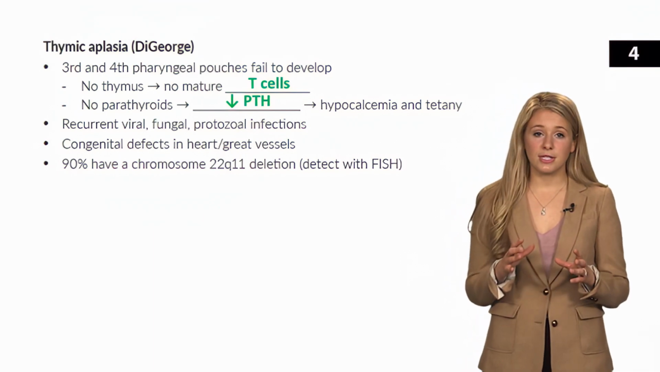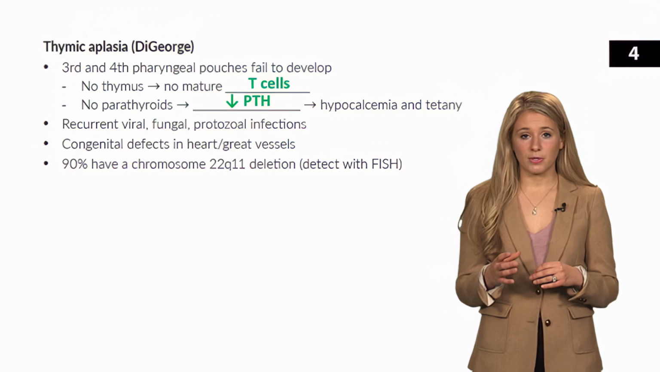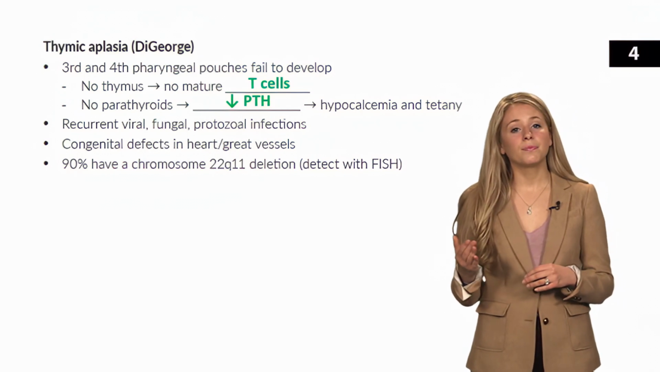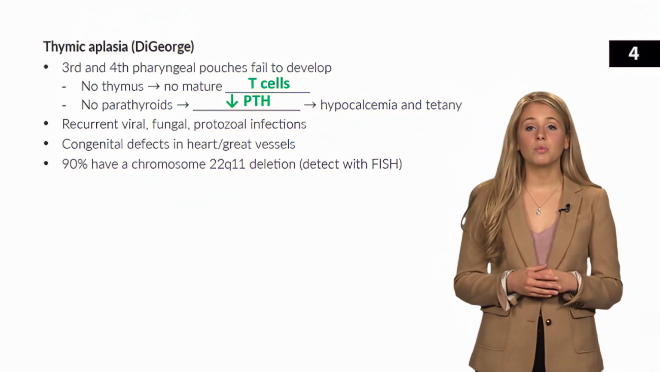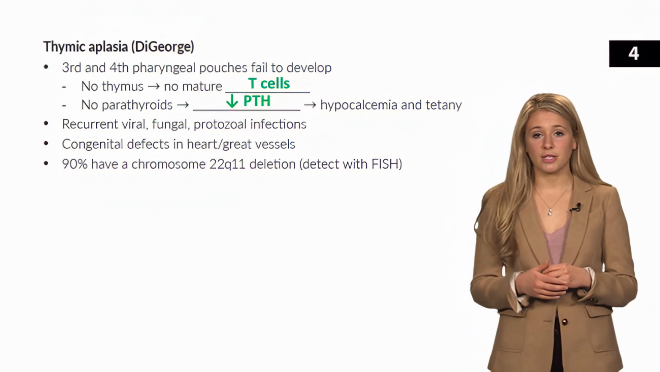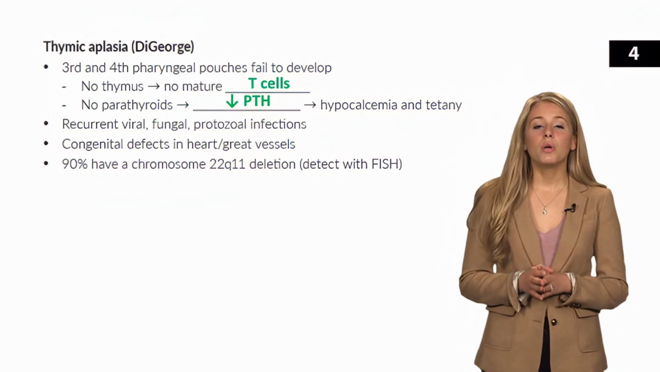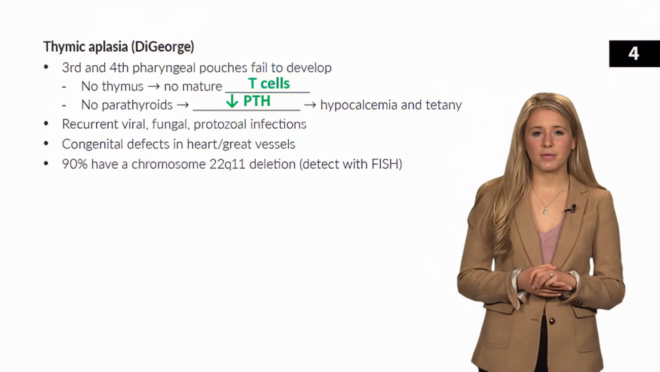So most of these DiGeorge patients have this chromosomal deletion, but not all of them. You can detect this chromosome deletion with fluorescent in situ hybridization, or FISH. We'll discuss the FISH test in biochemistry.